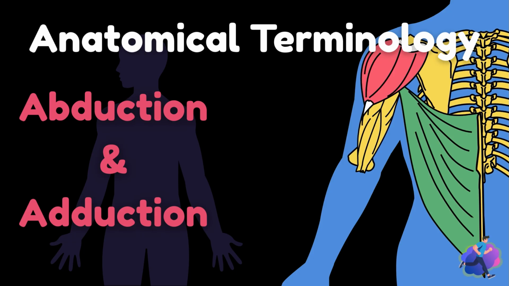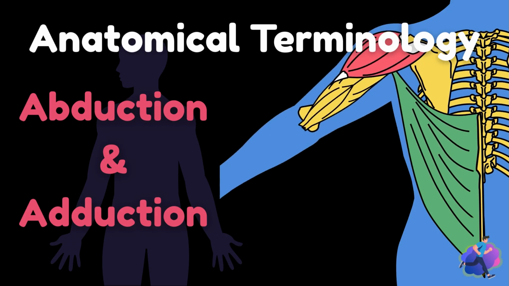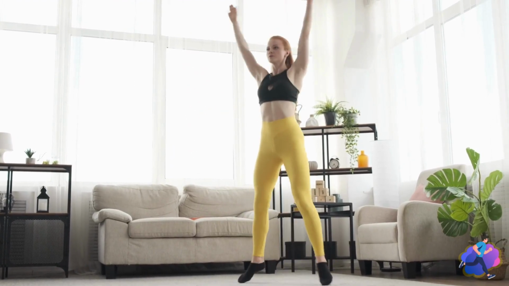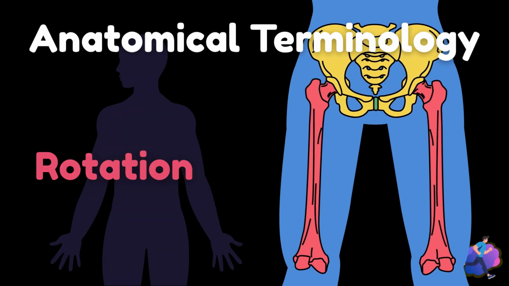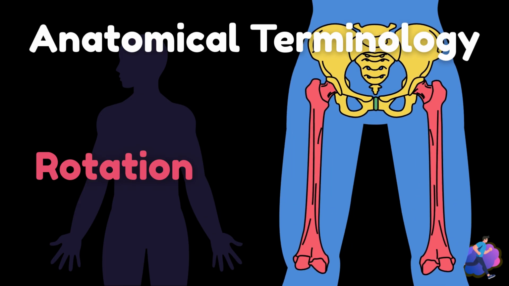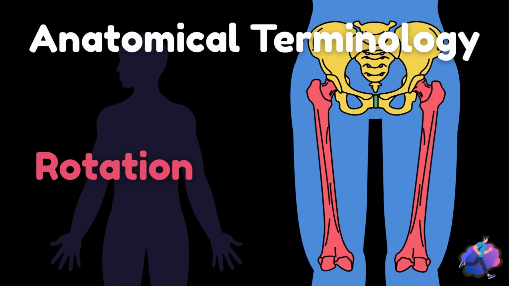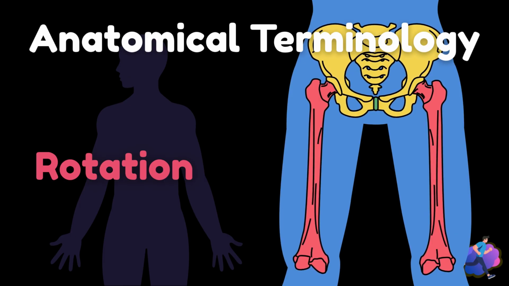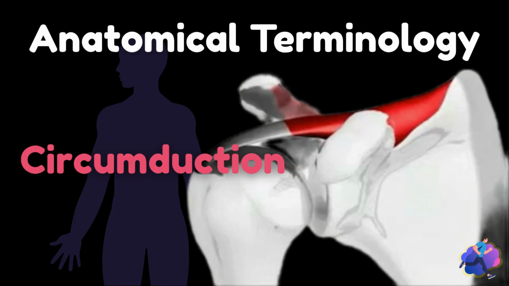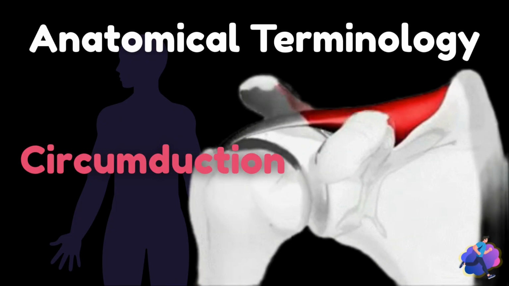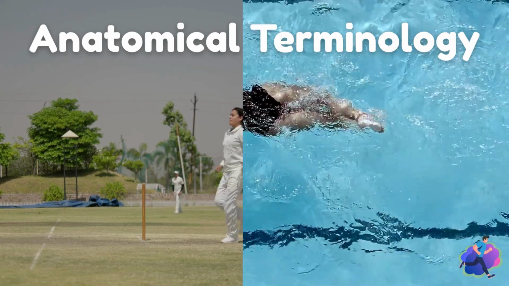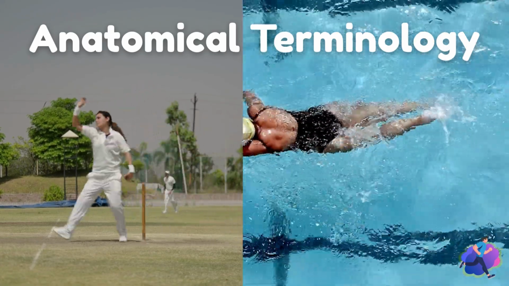Abduction and adduction, moving away from or towards the midline. Think about the arms in a jumping jack. Rotation, turning a bone around its axis. At the hip, you've got medial rotation, inwards towards the midline, and lateral rotation, outwards. Circumduction, a circular movement that combines flexion, extension, abduction, and adduction. Bowling in cricket or swimming freestyle involves circumduction at the shoulder.